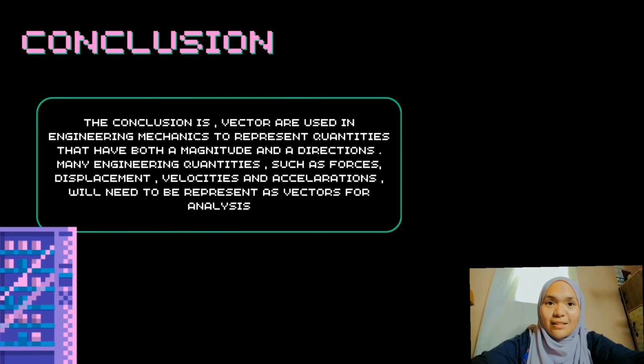The conclusion is, vectors are used in engineering mechanics to represent quantities that have both magnitude and direction. Many engineering quantities such as force, displacement, velocity, and acceleration need to be represented as vectors for analysis.